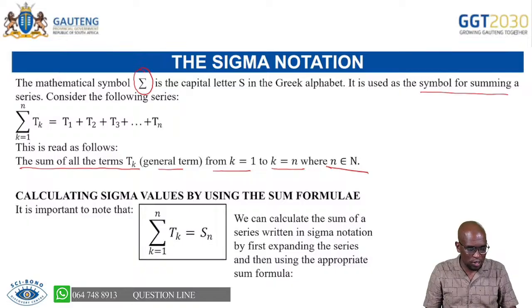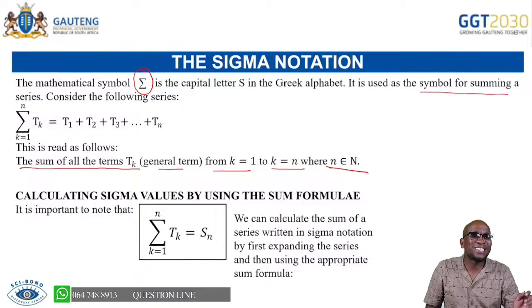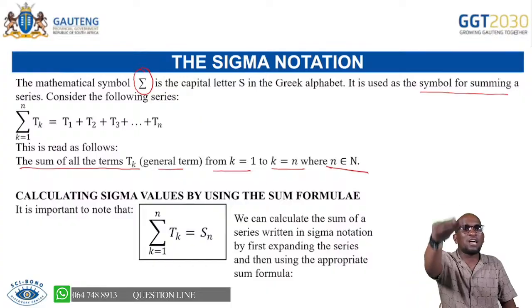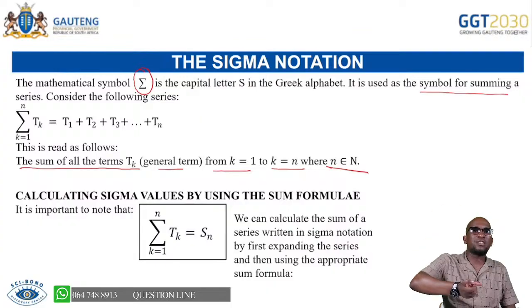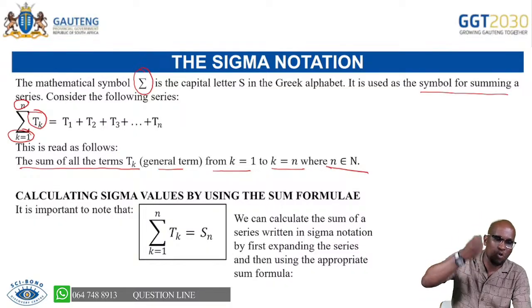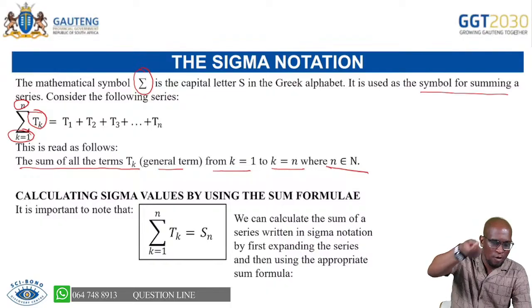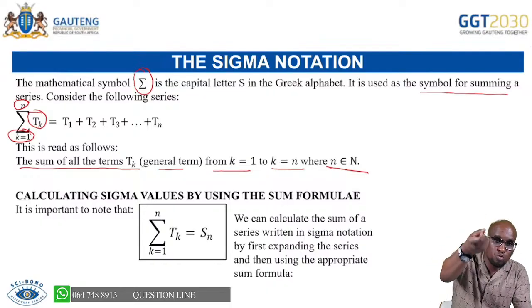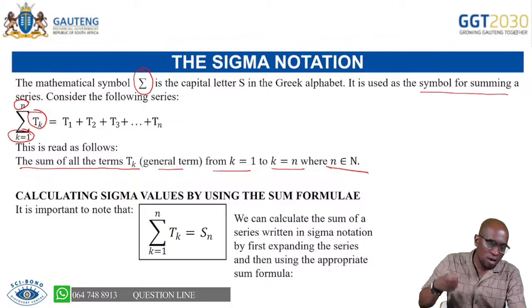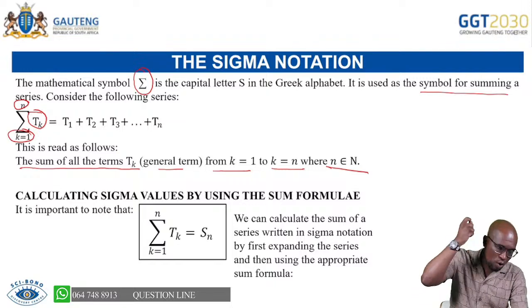Very, very important. Now we read it as what? Sigma tk. So we say sigma, then the general term, then where it starts and where it ends. This is the lower index of summation. This is the upper index of summation. This is the nth term. So we will read it as follows. Sigma tk from k equals 1 to n. So that is how you read it.